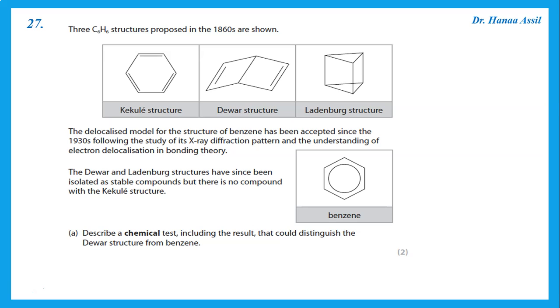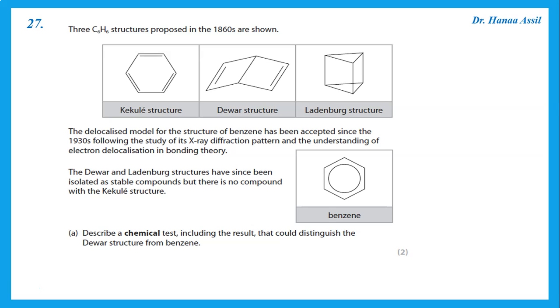The Dewar and Ladenburg structures that are shown above have since been isolated as stable compounds. They were able to prepare the Dewar structure and the Ladenburg structure. But there is no compound with the Kekulé structure. They were not able to isolate or to make a compound that has this structure.